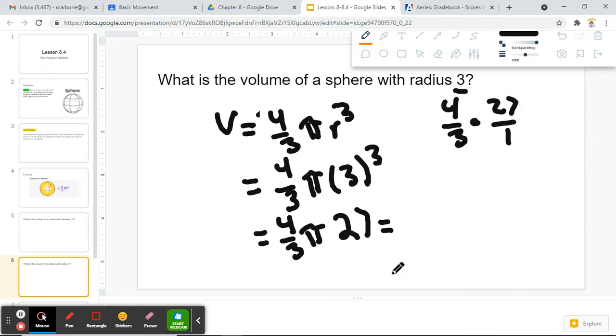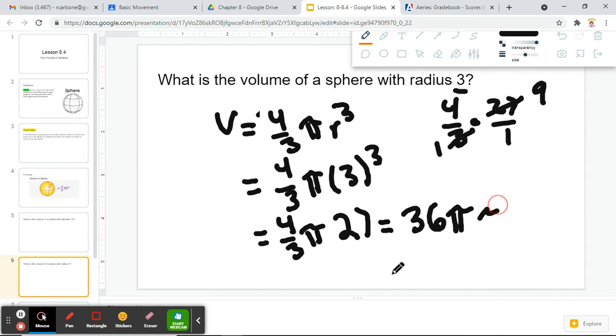So I'll cross cancel here. 27 and 3, the greatest common factor these guys share is 3. So 3 divided by 3 is 1. 27 divided by 3 is 9. And now I just have to do 4 times 9, which is equal to 36. So I get 36 pi.